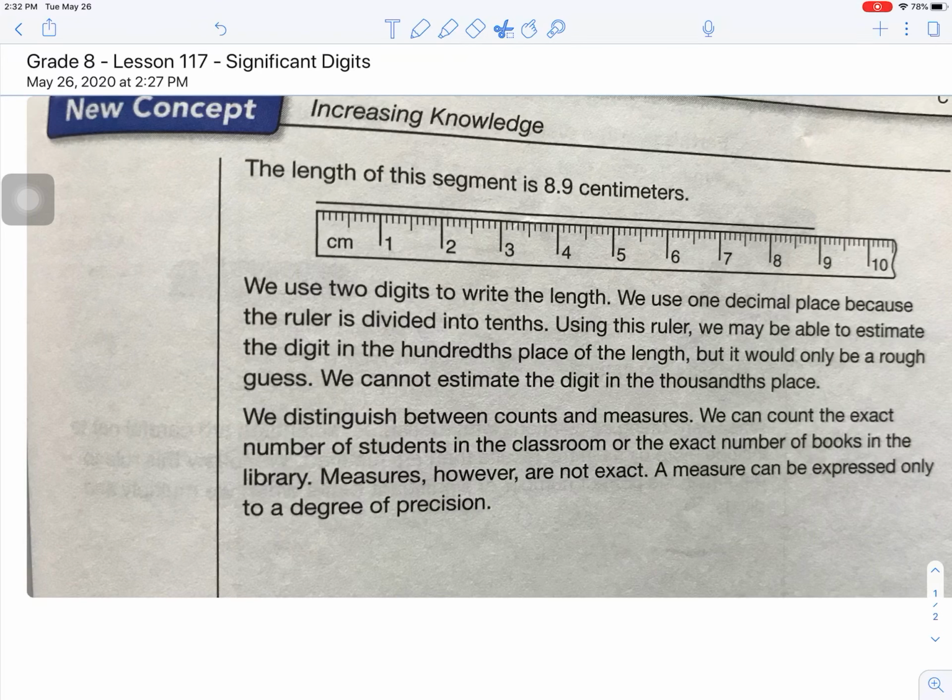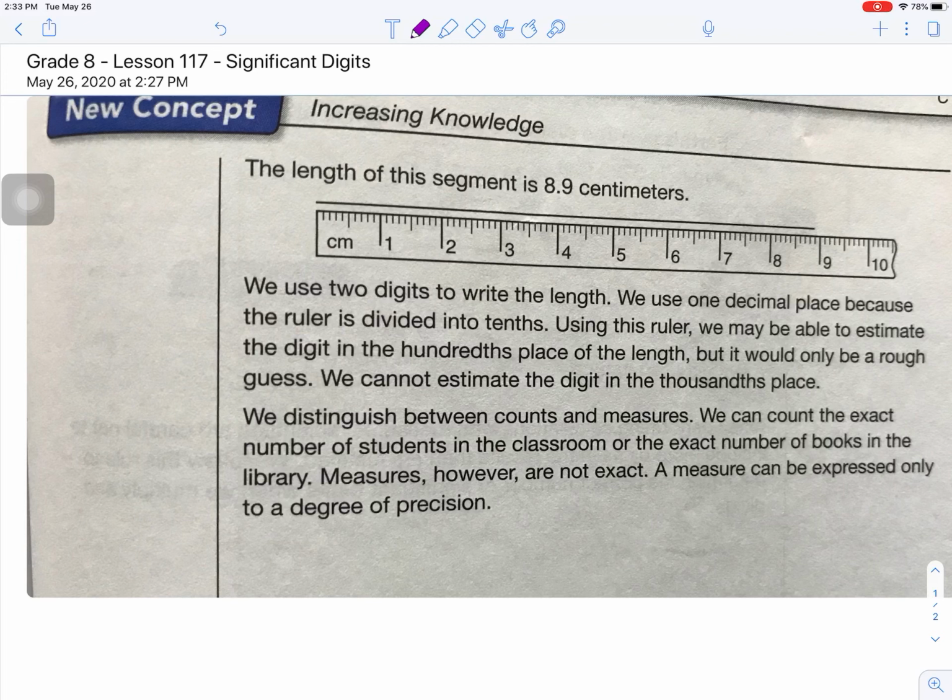Okay, grade 8, we are going to be going through significant digits. It's kind of a math techie lesson, but we should be able to make our way through it. So I'm going to read the new concept. The length of this segment is 8.9 centimeters. We use 2 digits to write the length. We use 1 decimal place because the ruler is divided up into tenths.